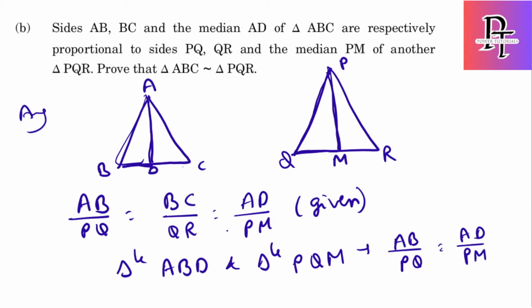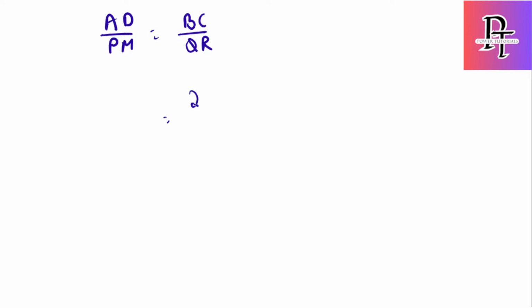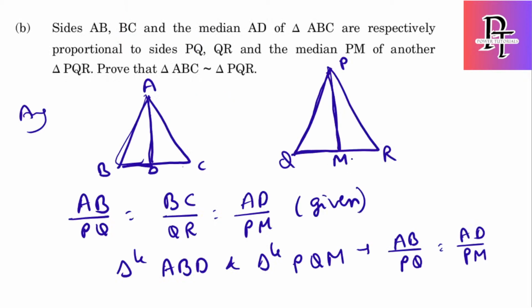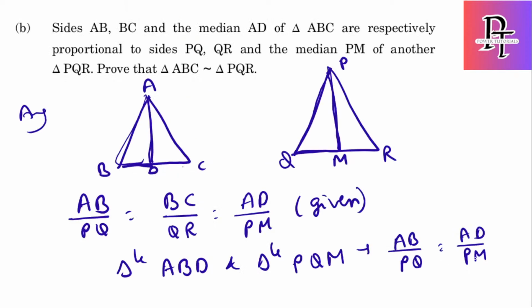Okay, we also have one more. What is that? AD by PM is equal to BC by QR. So what is BC? BC I can also write as 2 times BD. Same way QR I can also write as 2 times QM. So if I cancel these two, now I got a relation which is AD by PM is equal to BD by QM. So this is 2. Let's write this as 1.